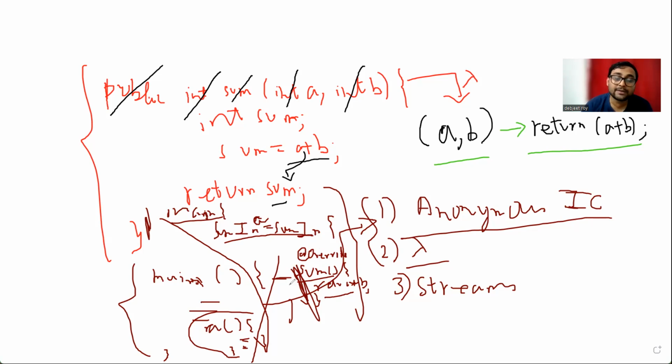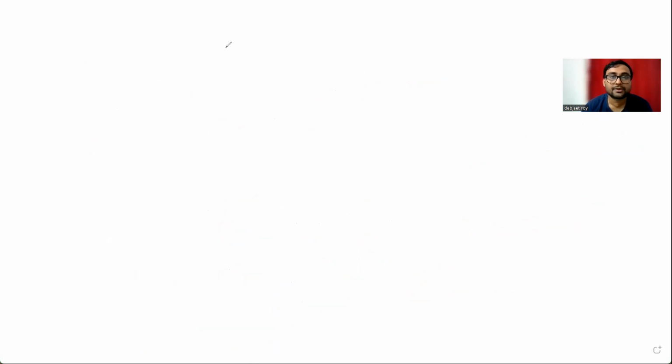So how can we convert this anonymous function to a lambda function? If you just clear all the drawings, what we did here: we did the main method, and within the main method, we wrote SumInterface A equal to new SumInterface.